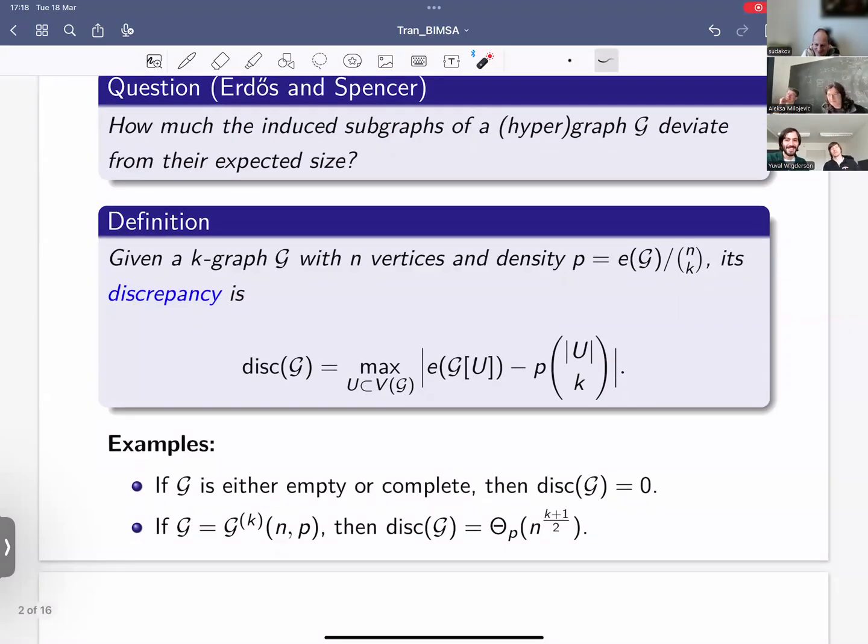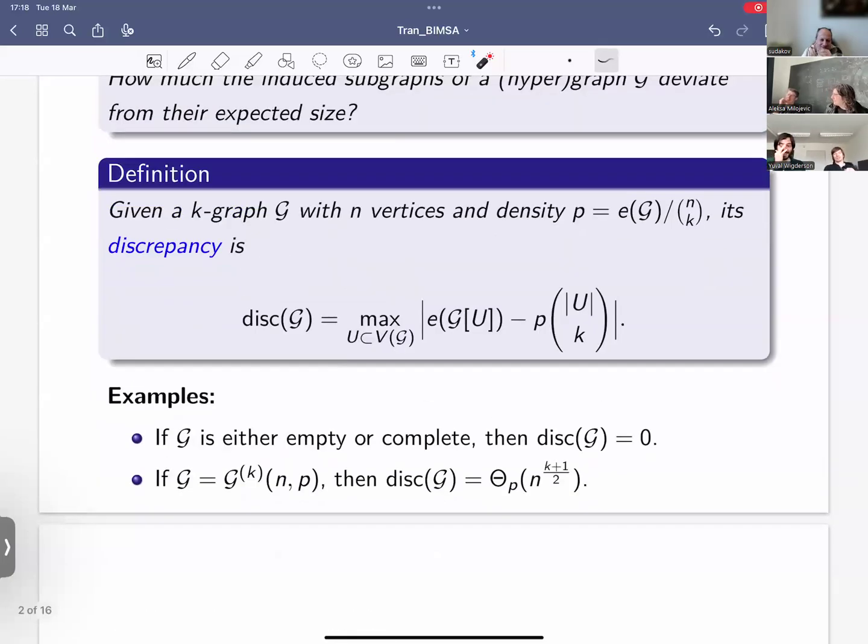For example, when G is empty, the discrepancy is zero, because the density of the empty graph is zero, and any vertex subset induces zero edges. So the discrepancy is zero. Similarly, for the complete graph, the discrepancy is also zero.